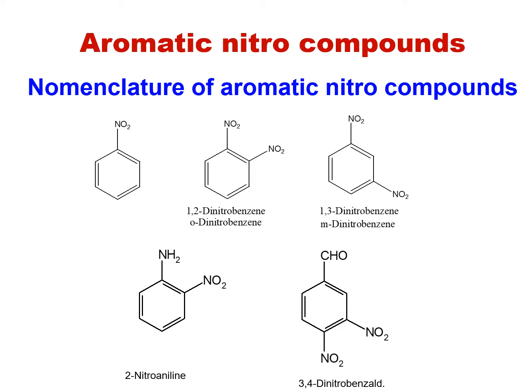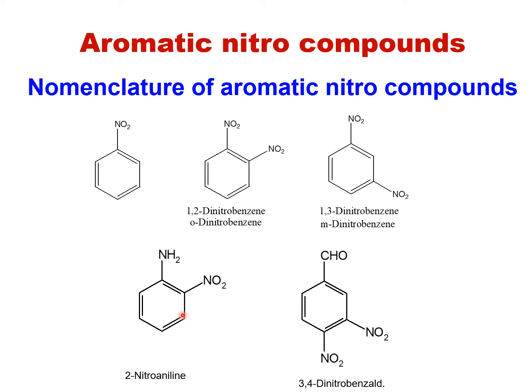First thing, we will deal with the nomenclature, and they are simply named as nitrobenzene. The nitro group has a very low priority. Thus, whenever there is any substituent on the ring other than the nitro group, most probably that substituent will be the parent of this compound. For example, if you have an aldehyde group, so this is benzaldehyde, and you have in the 3 and in the 4 positions a nitro group. So this is the 3,4-dinitrobenzaldehyde.